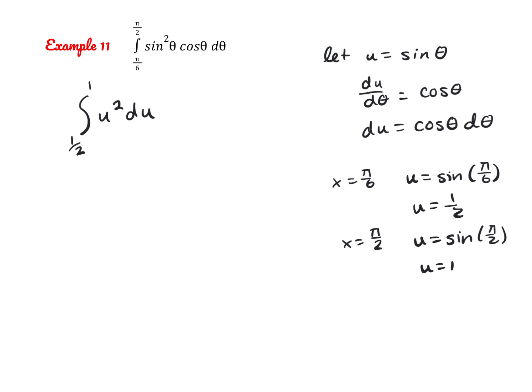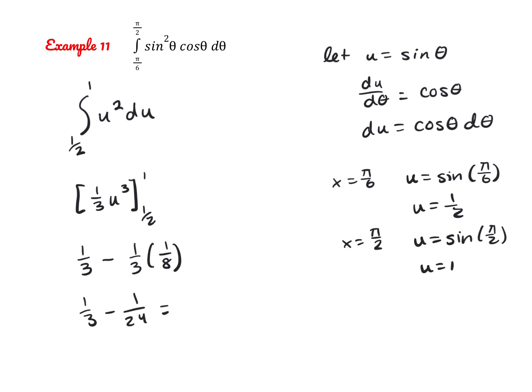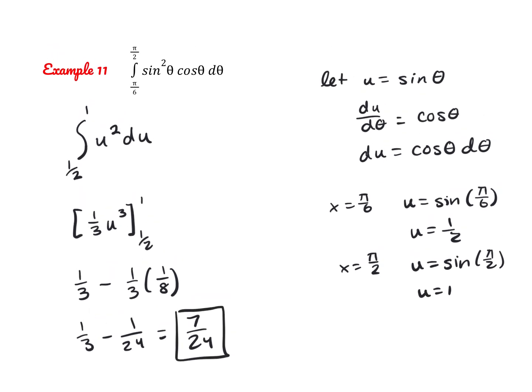Okay, and now we're ready to find our antiderivative, which would just be 1/3 u cubed, evaluated from 1/2 to 1. So that gives us 1/3 times 1 cubed minus 1/3 times 1/2 cubed, which is 1/8. So we have 1/3 minus 1/24. So we have 8/24 minus 1/24, which is 7/24. And there you have it.